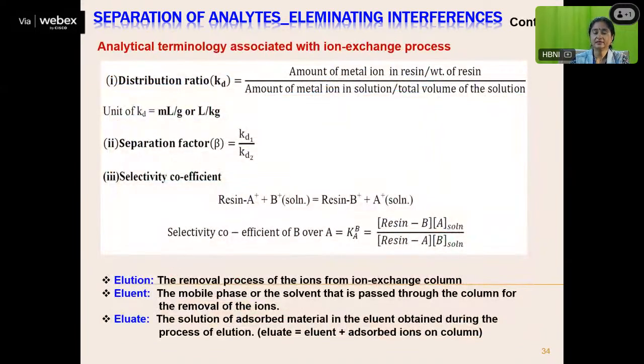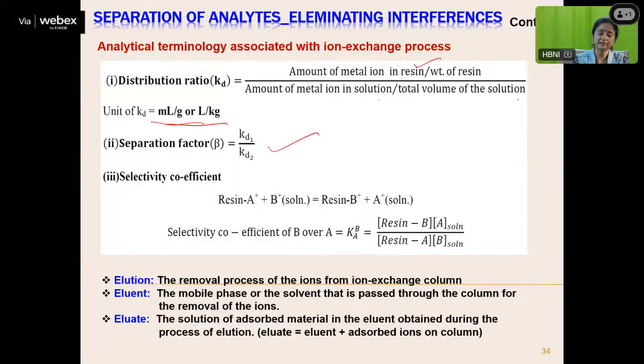Now, what are the various terminologies associated with the ion exchange process? Again, the distribution ratio. Here it is the amount of metal ion in resin by weight of resin, and the amount of metal ion in solution by total volume of the solution. So this is the distribution ratio. There is a small difference between the distribution ratio in solvent extraction and here. You can mark that. Its unit is milligram per gram, milliliter per gram or liter per kg.